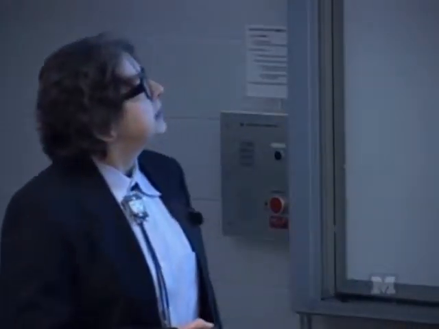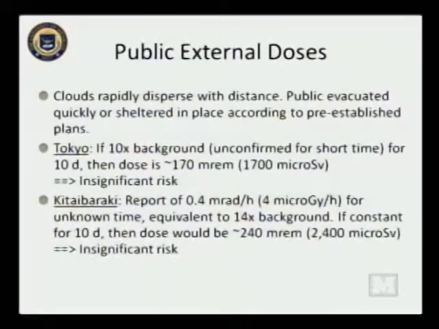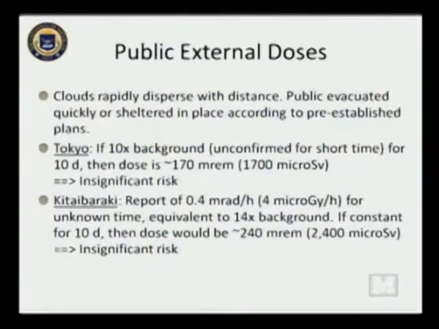Now, let's see what's going on with the public. There have been clouds that rapidly disperse or dilute themselves with distance. And that's one reason why evacuation is a good thing if you're trying to get the doses to the public as low as they can possibly be. The other thing is, at the edge of the plant boundaries, you may have high dose rates if you had unusual things going on in the plant, such as fuel that was in a spent fuel pool and it was no longer covered on the top with water. So you want to get people far away.